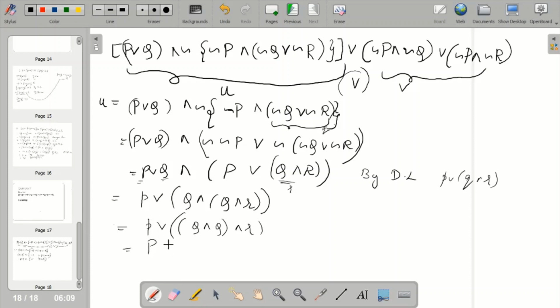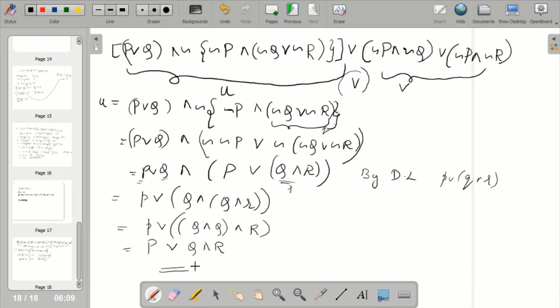I just wrote by mistake small. So P or Q and Q is nothing but, what is that law? Idempotent law. Idempotent law means Q and Q will give you Q and R. Write it capital itself. It was all capital, so write capital itself. Okay, so you got P or Q and R. This is what you got as U.